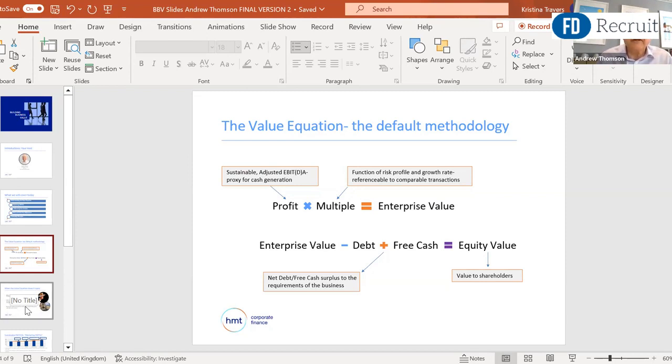In terms of profit, sustainable EBITDA is normally what's used. That is a proxy for cash generation. And the multiple, at a very high level, is really influenced by two factors: the risk profile of the future revenue and its growth rate. And that should be referenceable to comparable transactions.